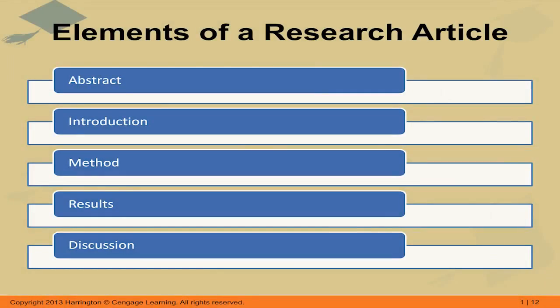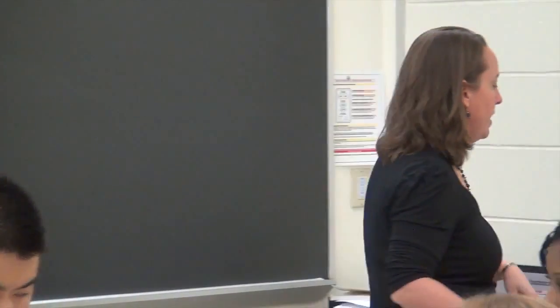All right, so let's talk about the different components. There's the abstract, the introduction, the method, the results, and the discussion follows. We'll zoom in on each one. While we're doing this, I'd like you to take a look at the article that you have in front of you as a model, and this article is on the effectiveness of a freshman seminar course.